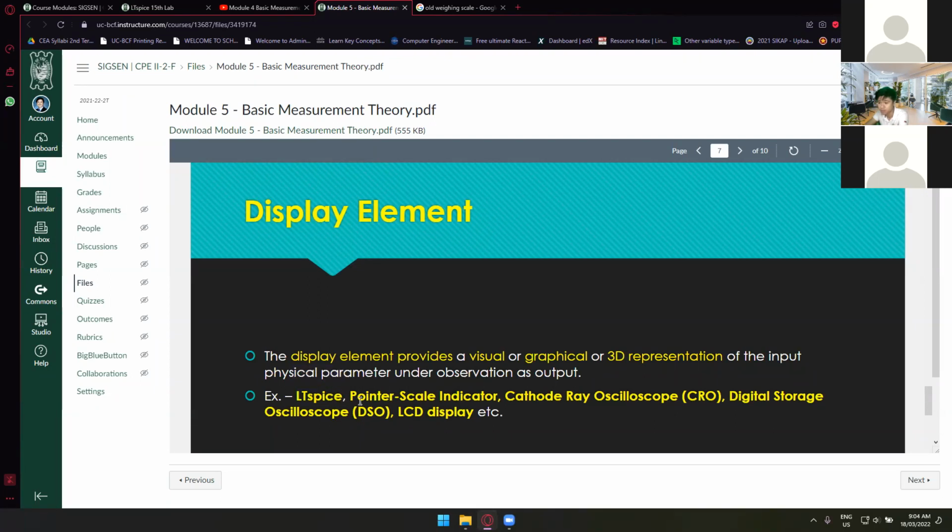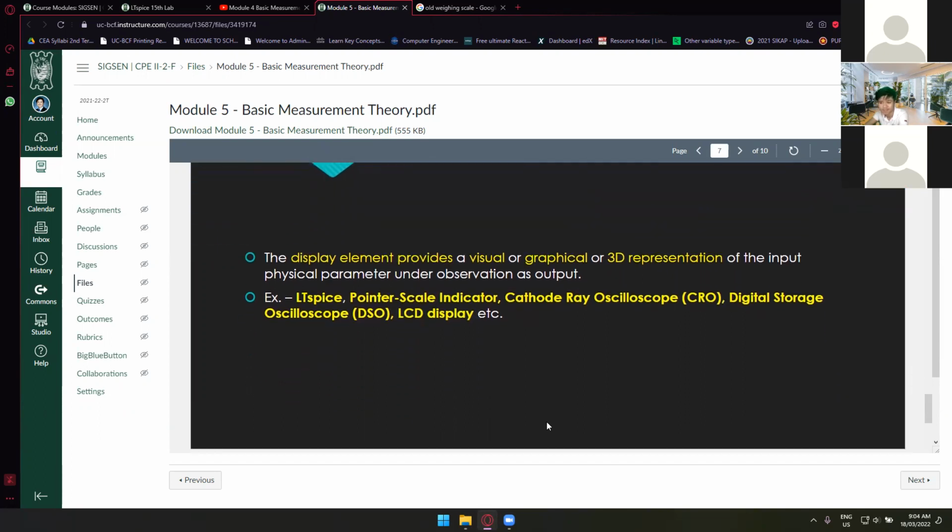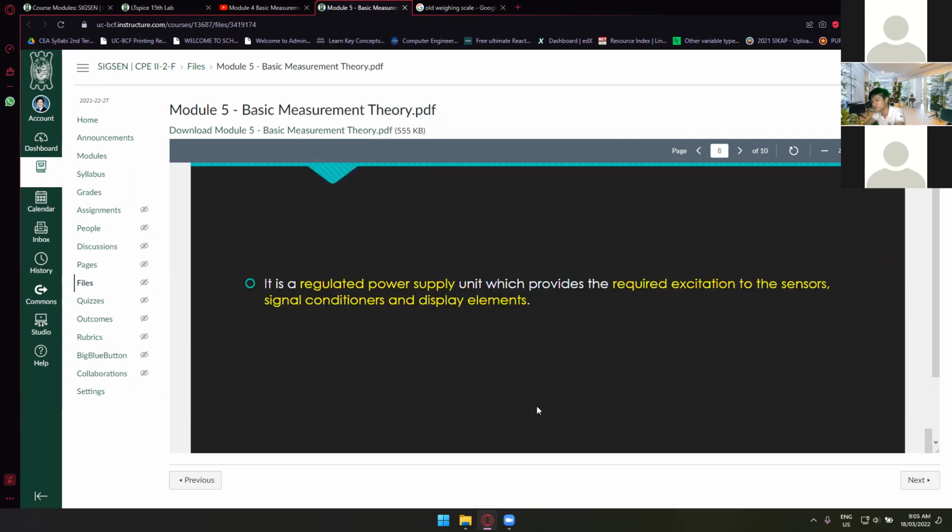We also have the pointer scale indicator. We also have the oscilloscope, which is the most common thing to measure signals and results or outputs. And we also have the digital storage oscilloscope or DSO, and then of course the LCD or any kind of display that you can think of. And then the last one is of course a power supply.